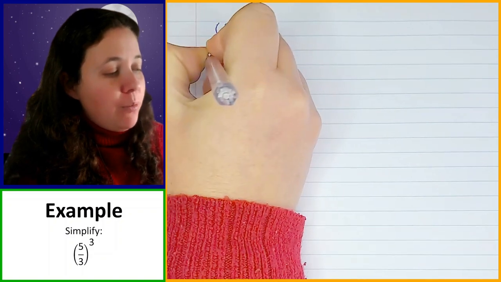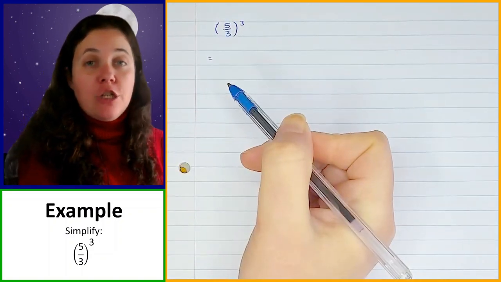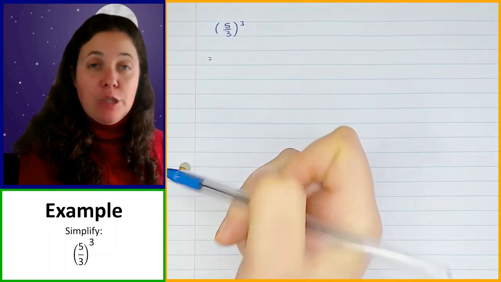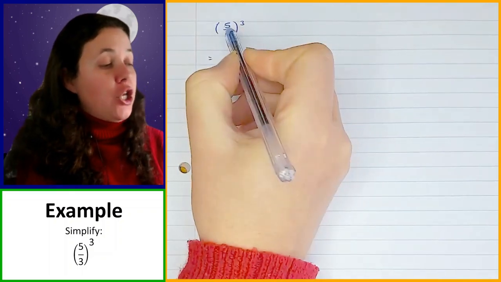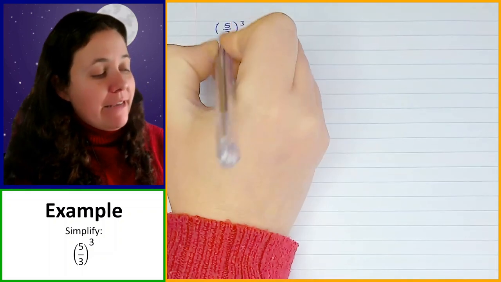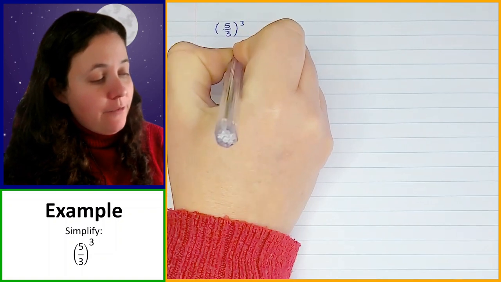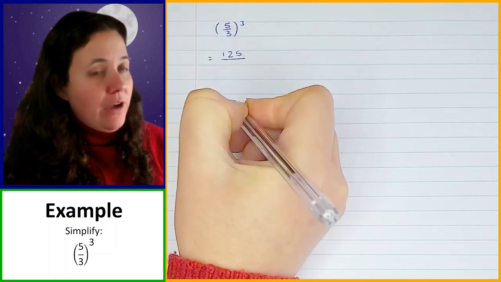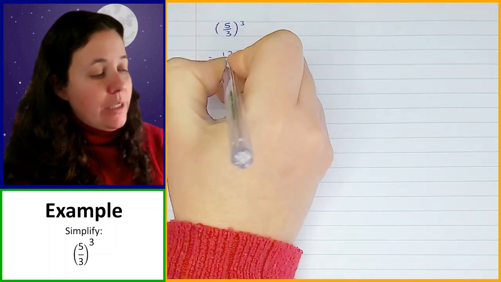And I have to cube the numerator, which is the top of the fraction, and the denominator, which is the bottom of the fraction, separately. So I cube the 5, and that gives me 125, over, if I cube the 3, I get 27.